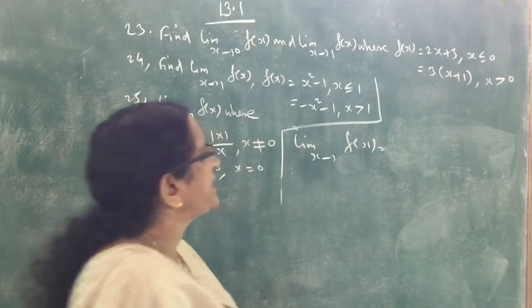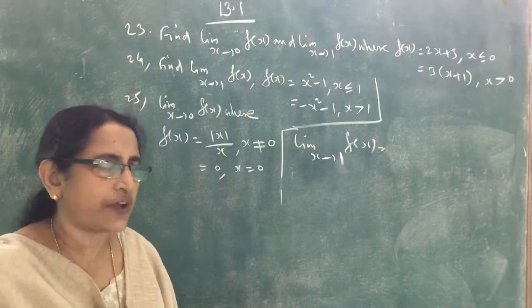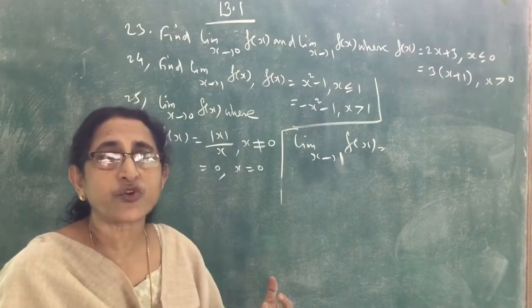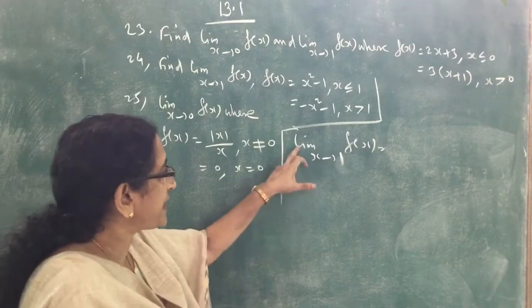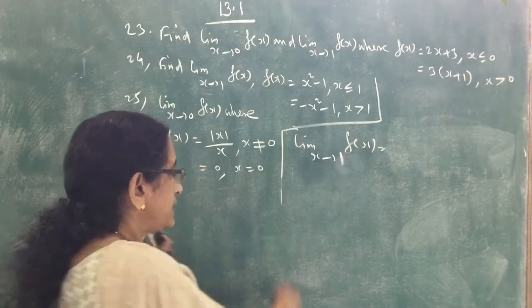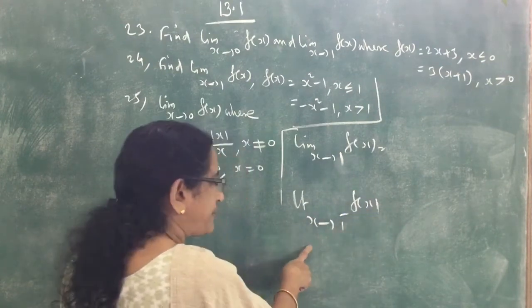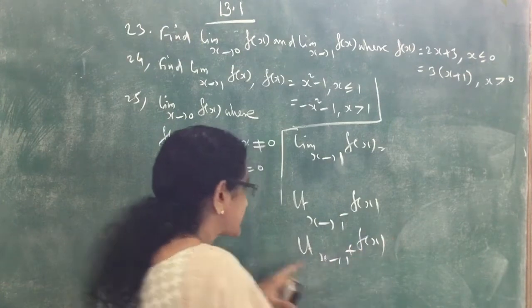Now when we find the limit as x tends to 1 of f of x, first we have to think whether we need to find the left hand limit and right hand limit. Limit as x tends to 1 minus of f of x is called the left hand limit. Limit as x tends to 1 plus of f of x is the right hand limit.